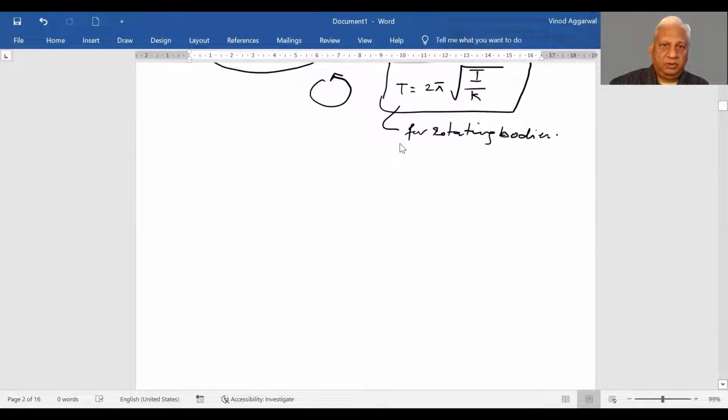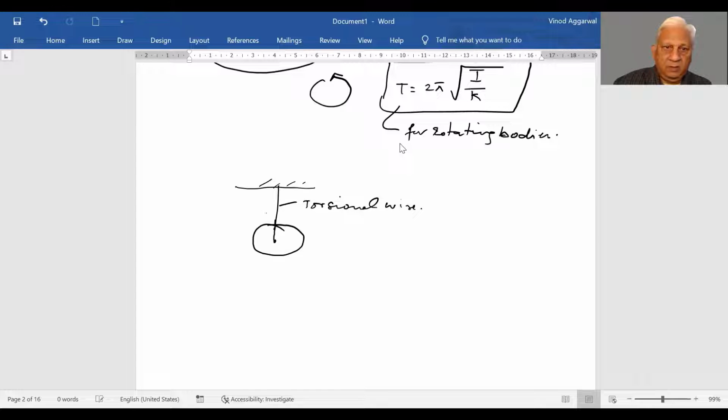Talking about rotational bodies, let's talk about a rotational pendulum. What is a rotational pendulum? It is nothing but we take a disc, suspend it from its center by a torsional wire, and give it a slight twist.